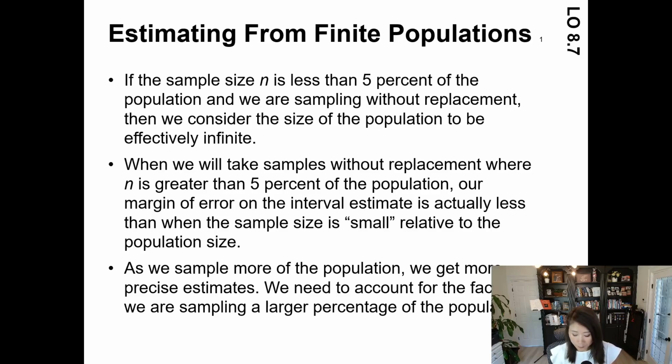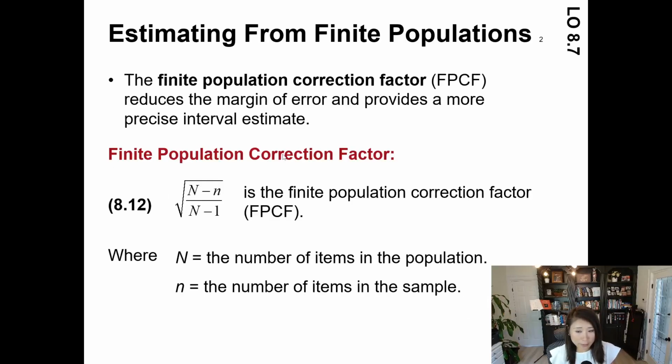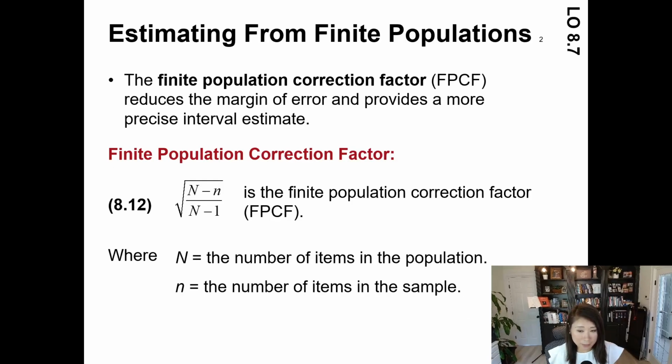So therefore, the three formulas we already learned need to be corrected if we have a finite population. We want to make our interval a little bit narrower by implementing what is called a finite population correction factor.